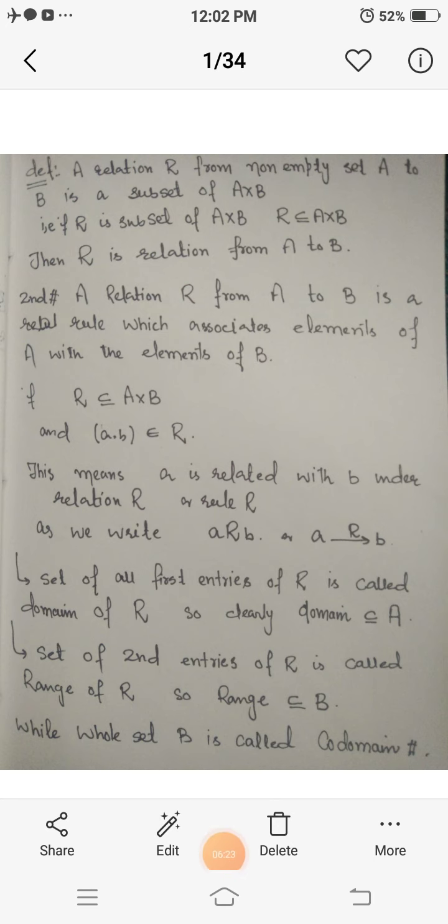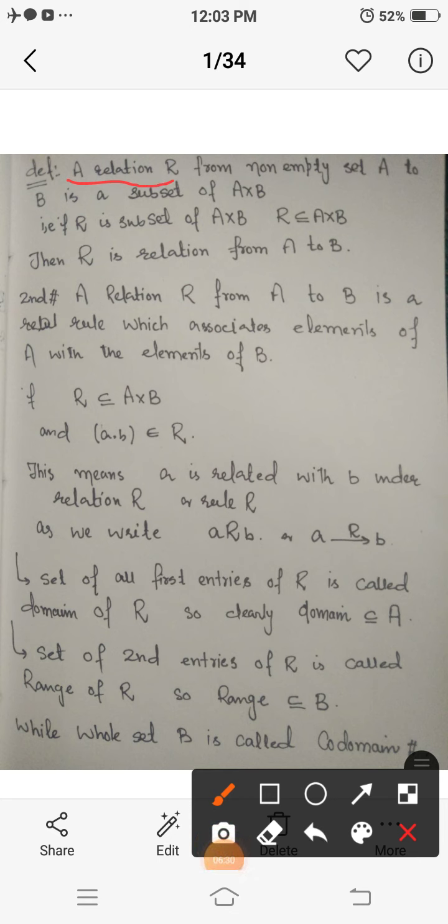So how can we define the relation in general? The definition here: a relation R from a non-empty set A to B, so we have two different non-empty sets here, A and B, is simply a subset of A cross B, because any subset of A cross B actually gives us the connections between the elements of A with the elements of B. So if R is a subset of A cross B, then we can simply say that R is the relation from A to B.